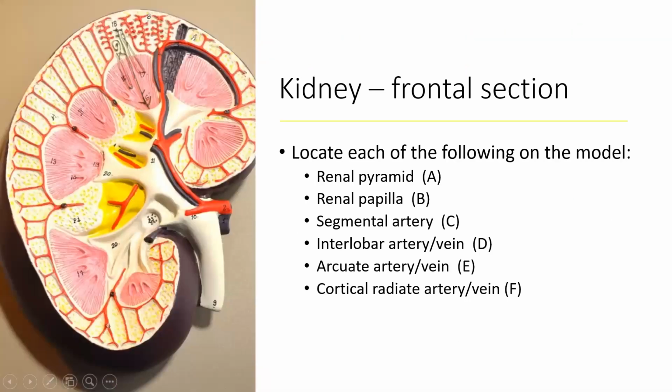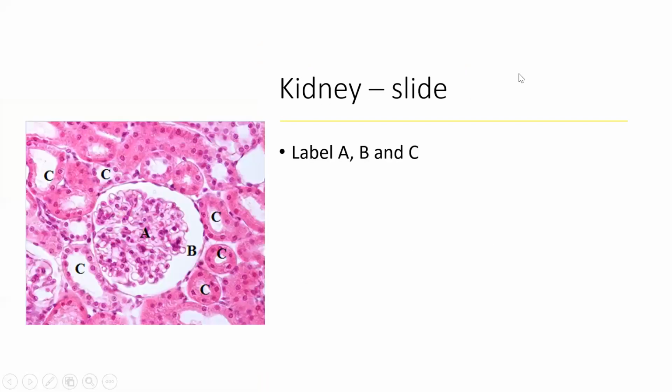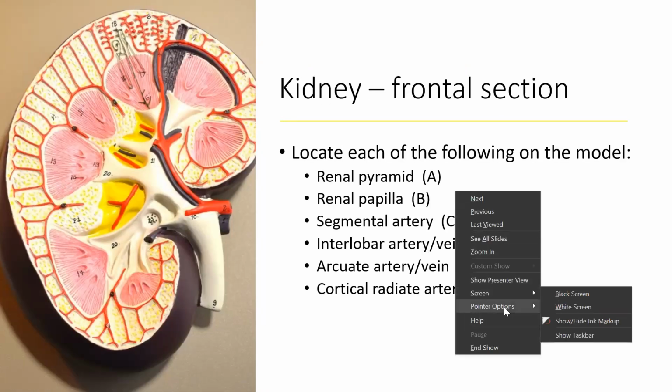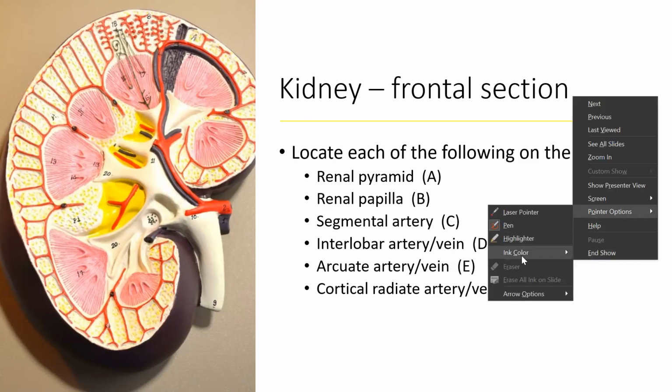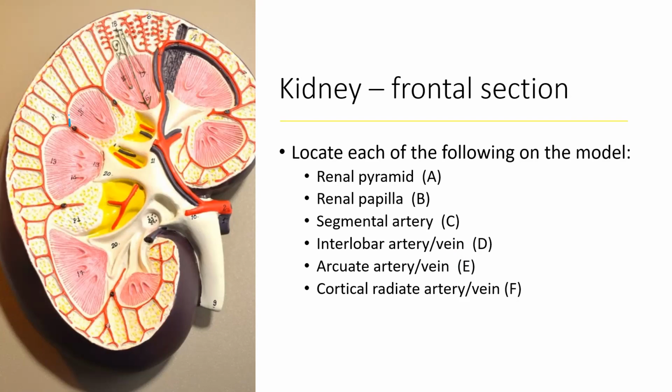All right, here we go. Kidney. Locate each of the following on the model. So renal pyramid, that's like this thing, right? Let me choose a color that stands out a little bit, maybe. Okay, so there is the renal pyramid. That's a pyramid. That's a pyramid. These shell-looking stuff, right? That's the renal pyramid. Renal papilla is at the tip. That's the papilla. Okay, another papilla here.